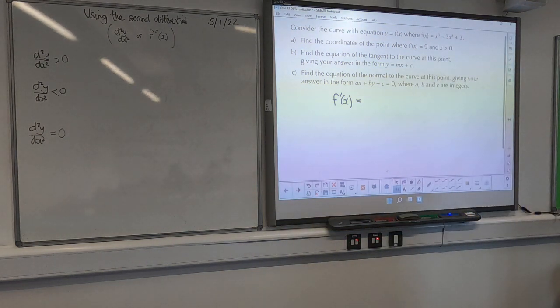Multiplying by the power, reducing the power by 1.